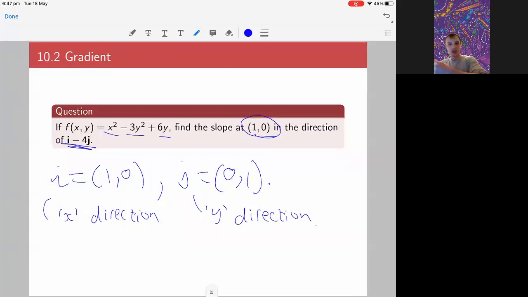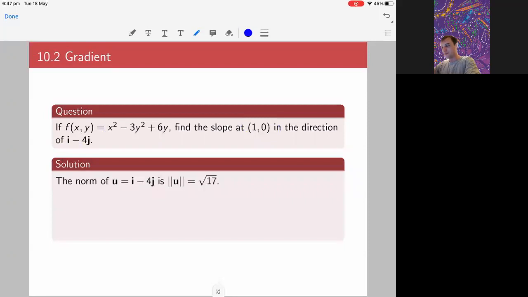Well, it's just a computation. I have to find the appropriate unit vector. So i minus 4j is not a unit vector. In particular, its norm is root 17, but that's fine because it means I can find a unit vector just by dividing u by root 17.